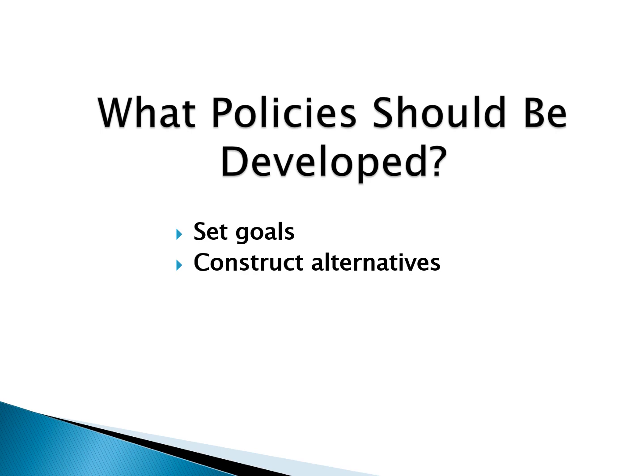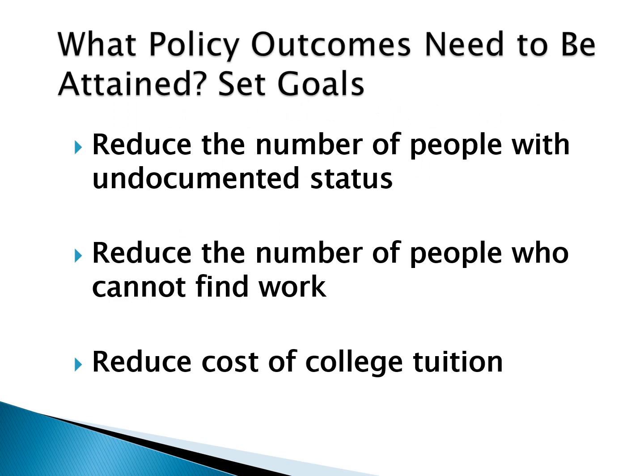Now that we've defined the problem and determined the scope and magnitude of it through our operational measures, we can move into the next step and figure out what policies should be developed to actually address the problem. In doing so, we need to consider two sub-steps to this process. The first is we need to set our goals, and then we can construct our alternatives.